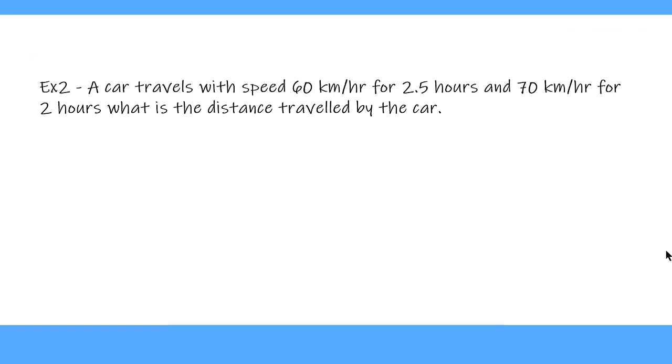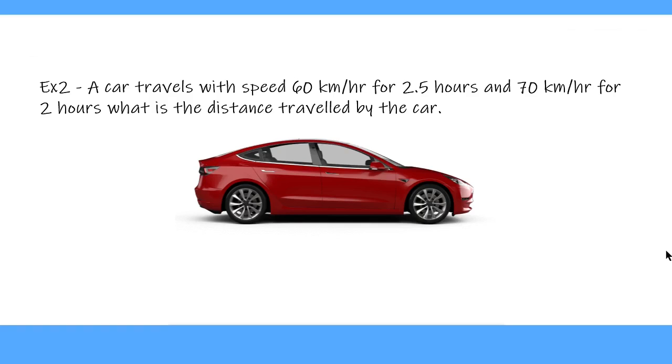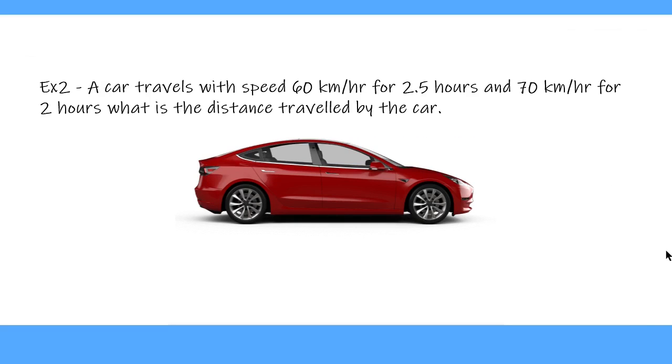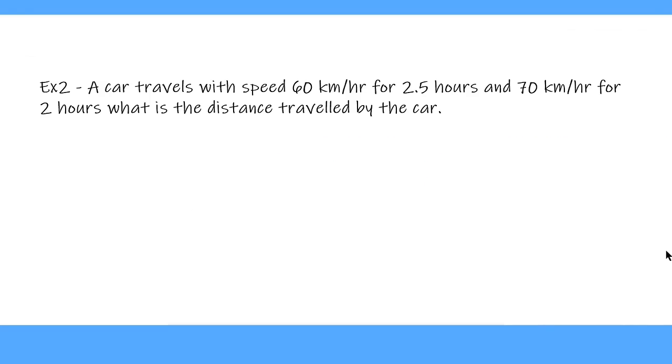Our second example is, a car travels with a speed of 60 km per hour for 2.5 hours and 70 km per hour for 2 hours. What is the distance traveled by the car? So total distance equals speed into time, which is S1 T1 for the first part and S2 T2 for the second part. For the first part, speed is 60 km per hour and time is 2.5 hours, which is 5 upon 2 hours.